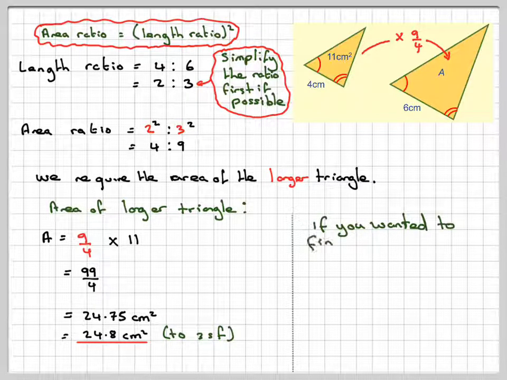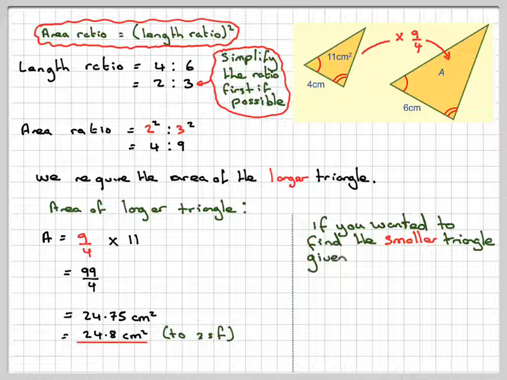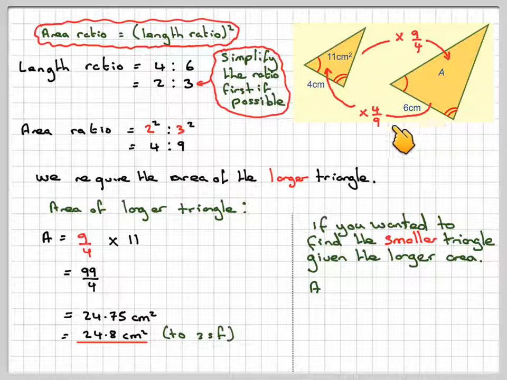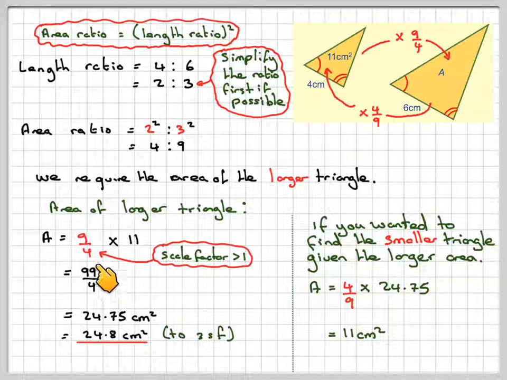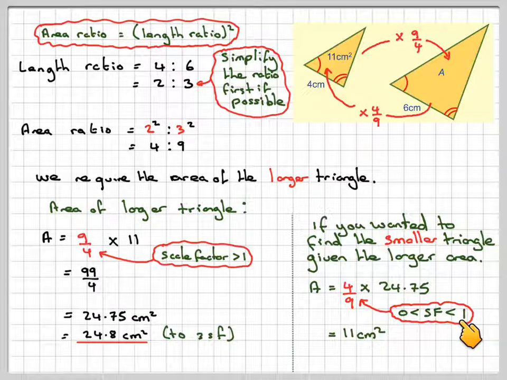Now, if you wanted to find the smaller given the larger, then you're going the opposite way, and what you would multiply by going this way is 4 over 9. So all you do is take the reciprocal of that fraction to invert it, 4 over 9. So 4 over 9 times 24.75, the one that's not rounded off, is equal to 11 centimeters squared. So bear in mind here, the scale factor, because we're going from the smaller to the larger, is always going to be greater than 1. And when we're going from the larger to the smaller, the scale factor will be between 0 and 1.